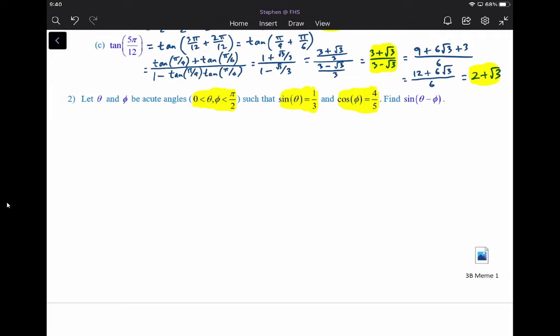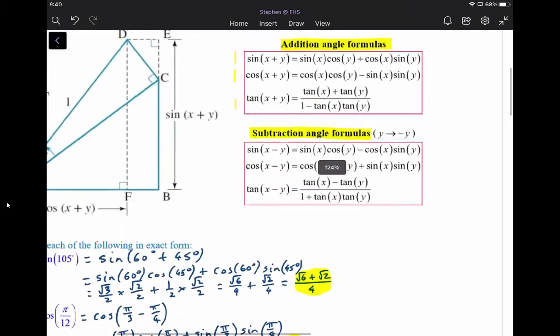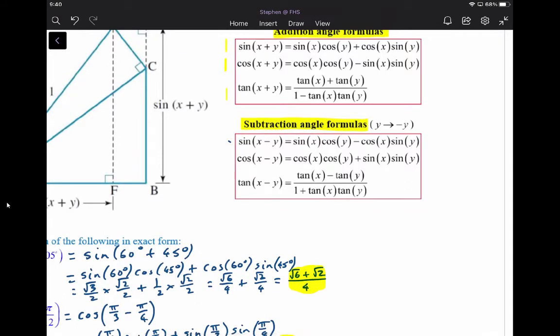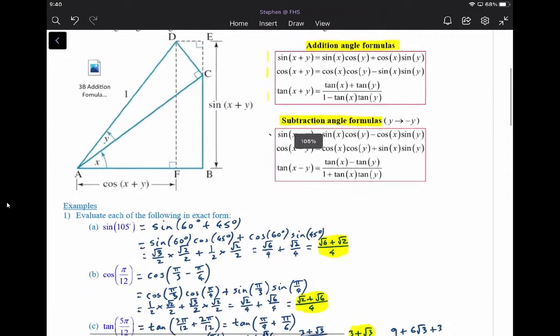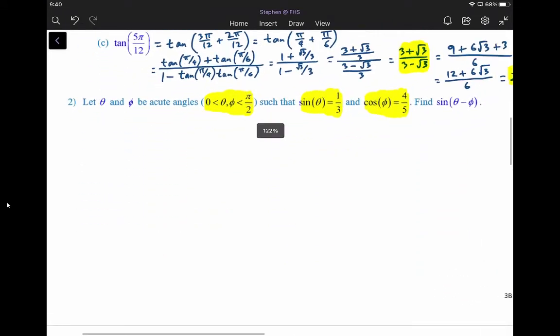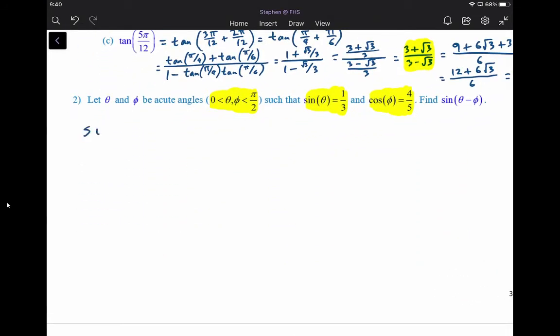So the best way to start a question like this is to go back to the subtraction angle formulas and look at sine of x minus y. So sine x minus y is sine x cos y minus cos x sine y. It's just really the minus version of the addition angle formula. Okay, so let's write that out first. Sine of theta minus phi is going to equal sine theta cos phi minus cos theta sine phi.